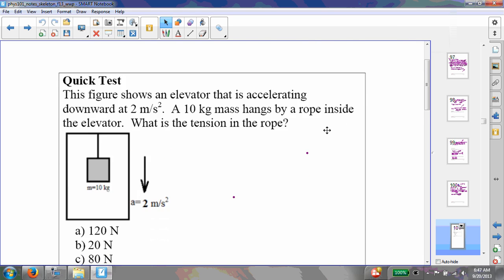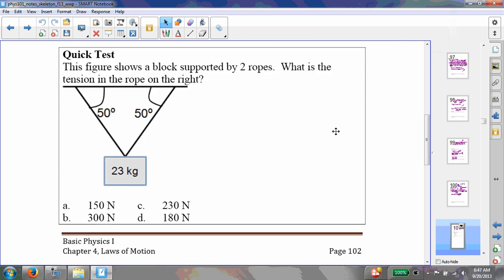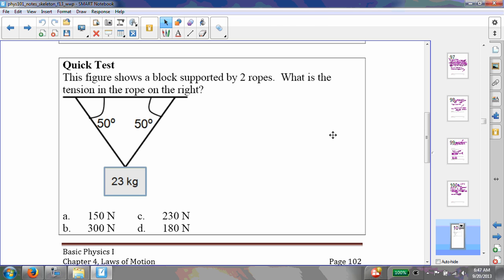All right, continuing on with chapter 4. This is going to be a quick test, but I just want to give you a quick primer on this. We're going to get into this more in a bit, but here I have a block that's supported by 2 ropes, and I want to know what is the tension in this rope right here.